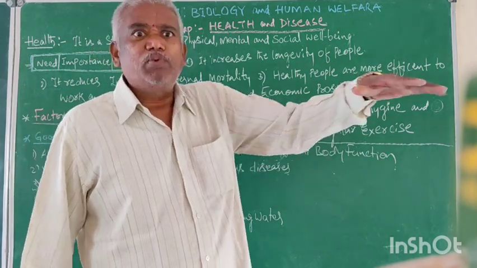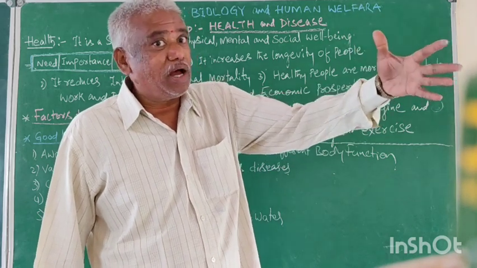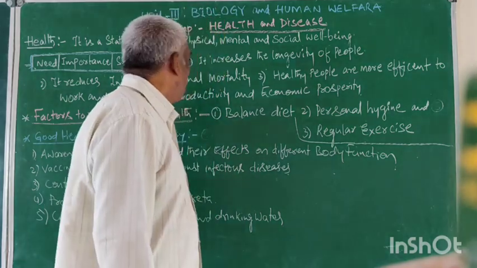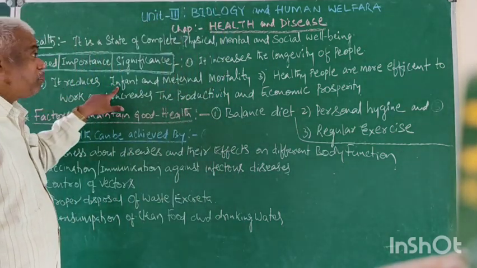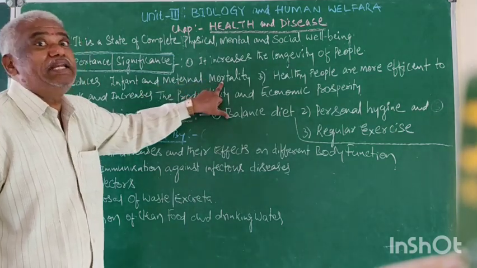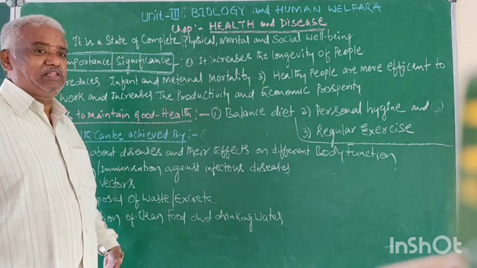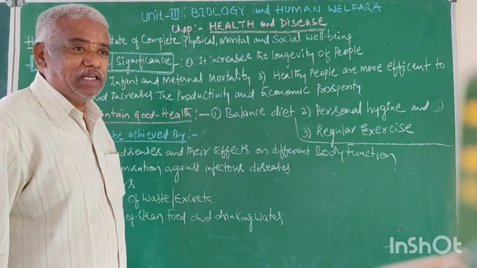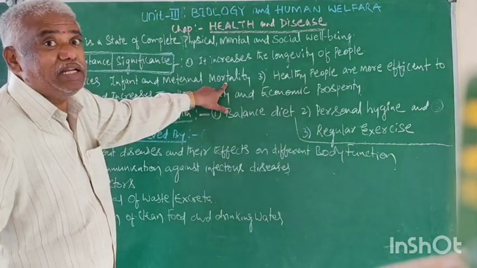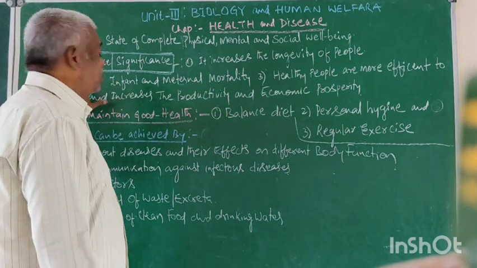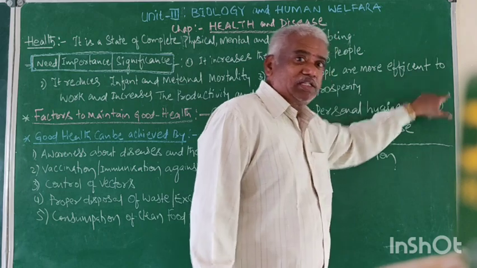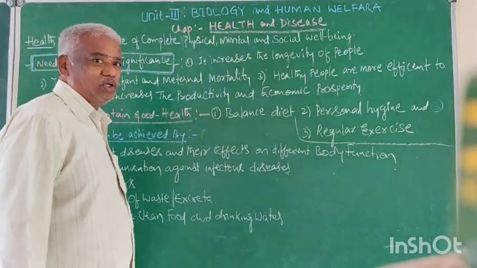Generally, every organism has some duration of lifespan, maybe 10 years, maybe 50 years, maybe 20 years. If I am a healthy person, my lifespan increases. Next, health reduces infant and maternal mortality, death. If the mother is healthy, she can give milk and care for the child. That reduces mortality, death, in whom? Infant and mother. Healthy people are more efficient to work.